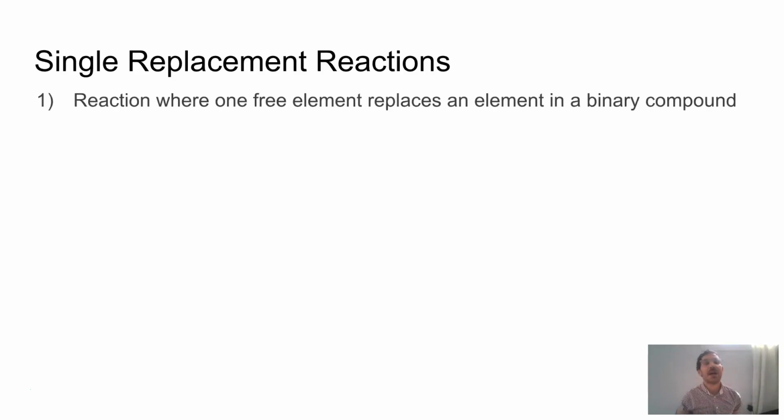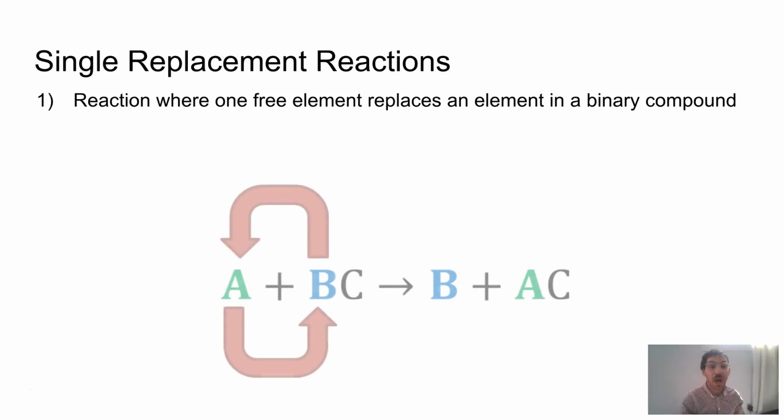So let's get going. A single replacement reaction. We know this is a reaction where one free element replaces another that's part of a binary compound, two elements combined. And so here is our typical example. We have our free element replacing an element that's part of a binary compound. That element that's replaced then becomes its own neutral free element.